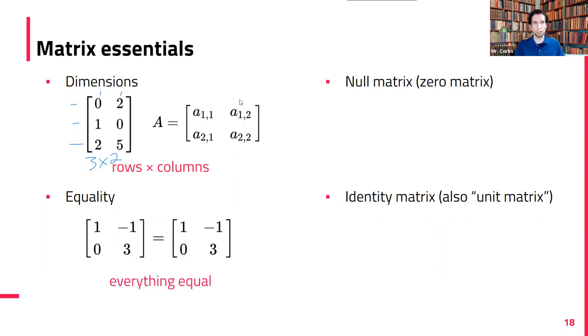Null matrix or 0 matrix. What does this look like? Every value is 0, and what sizes can they be? What dimensions? Any dimension. Anything at all. So if the matrix is all zeros, then that's called a null matrix or a 0 matrix.